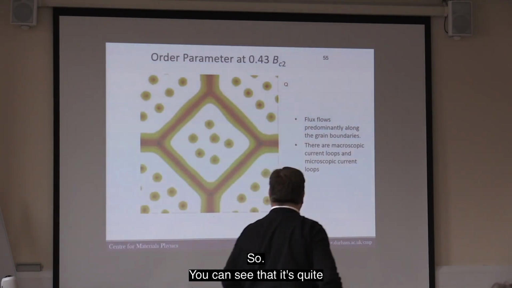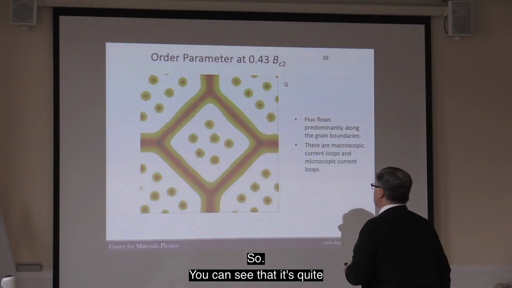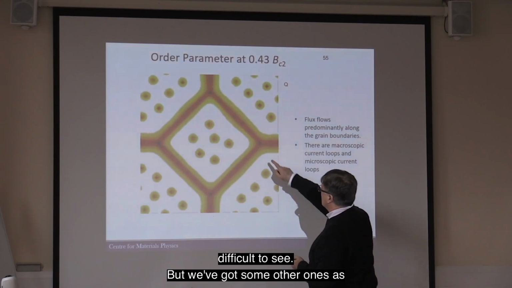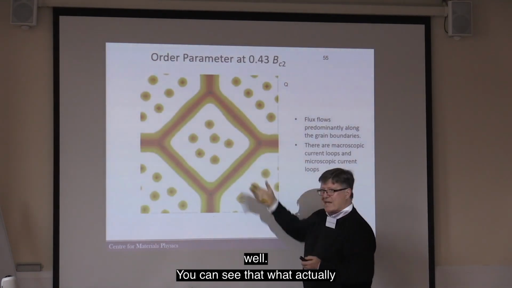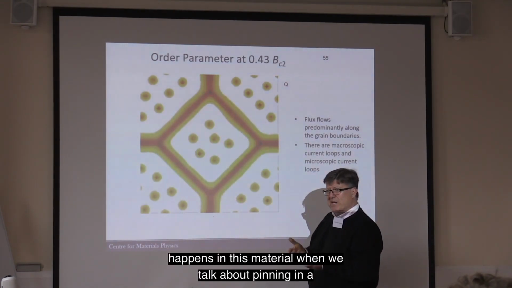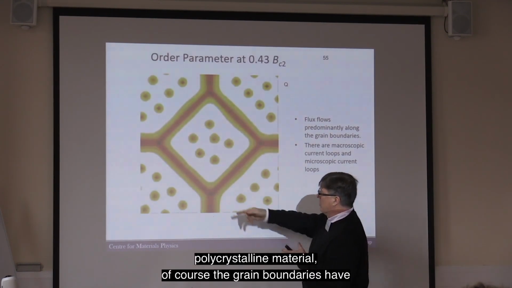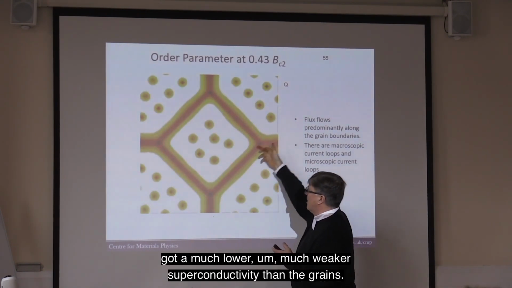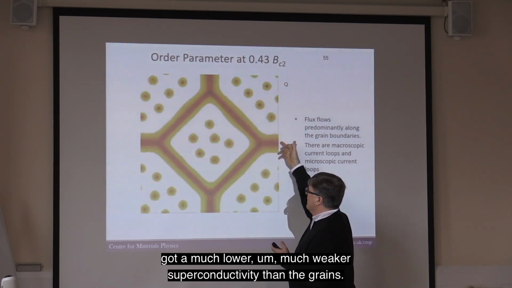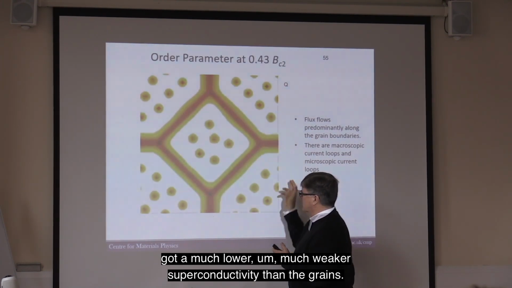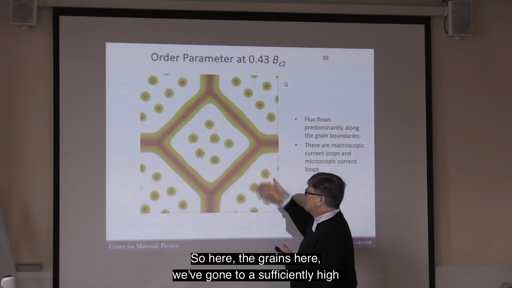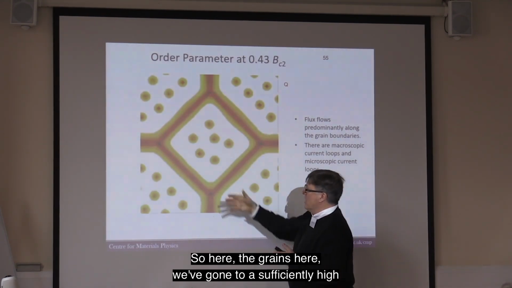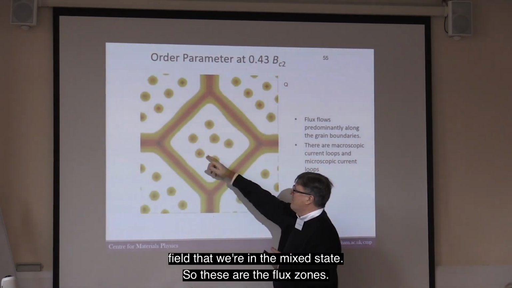So you can see that, it's quite difficult to see, but we've got some other ones as well. You can see what actually happens in this material, when we talk about pinning, in a polycrystalline material. Of course, the grain boundaries have got a much weaker superconductivity than the grains. So here are the grains here. We've gone to a sufficiently high field that we're in the mixed state. So these are the fluxons.